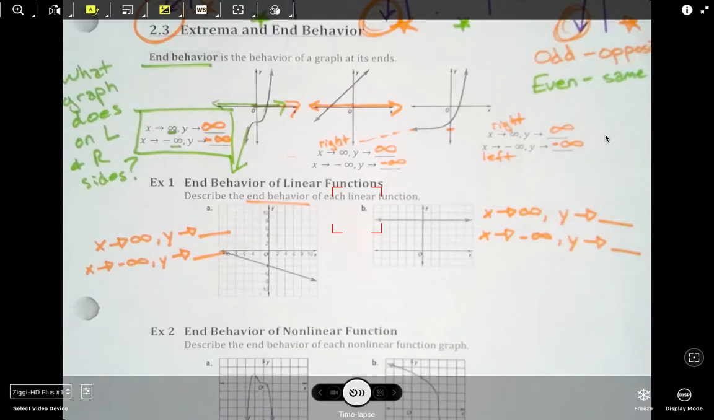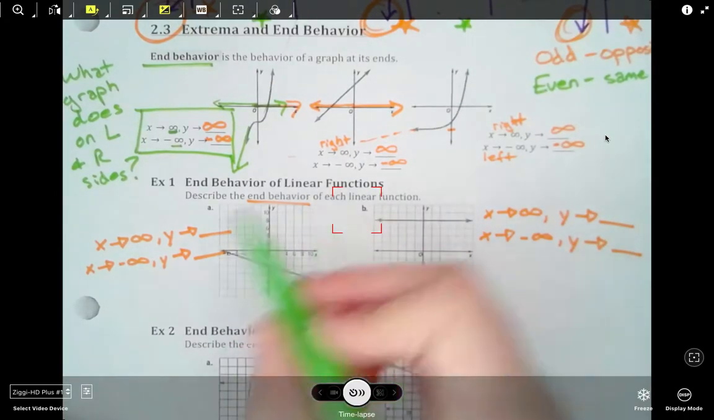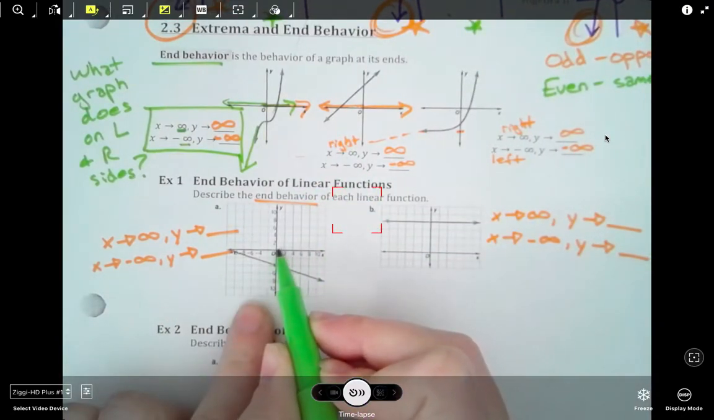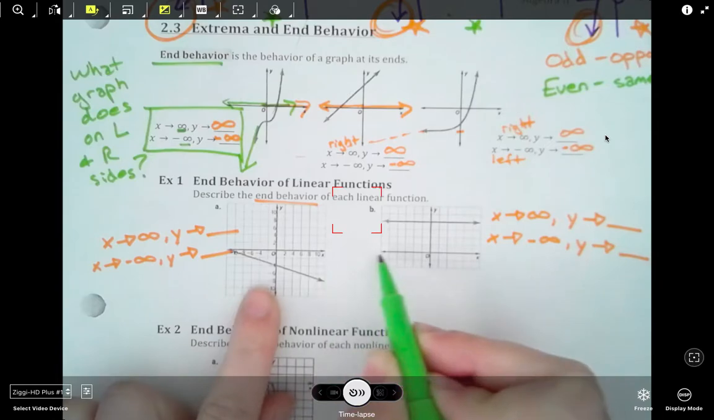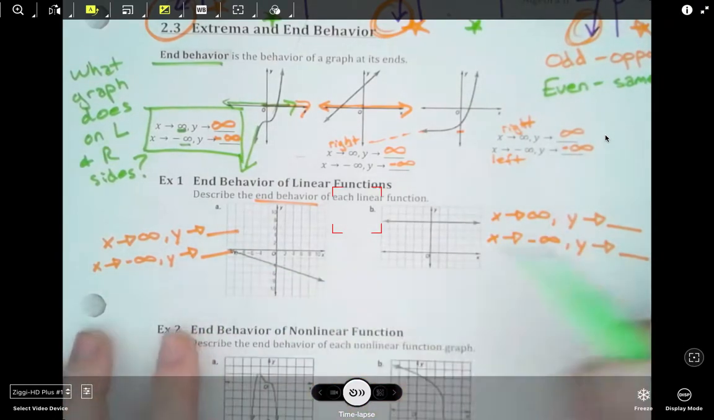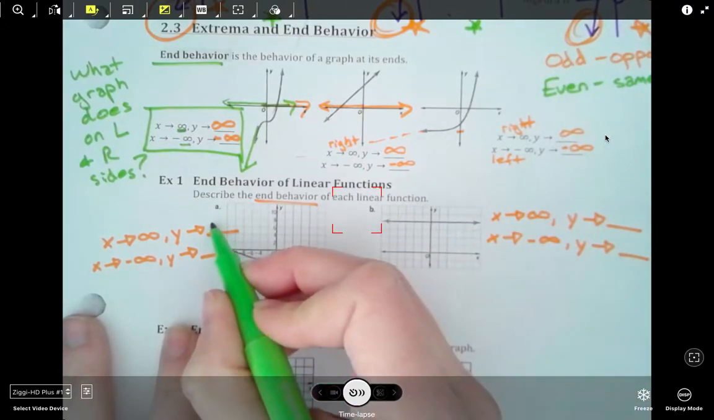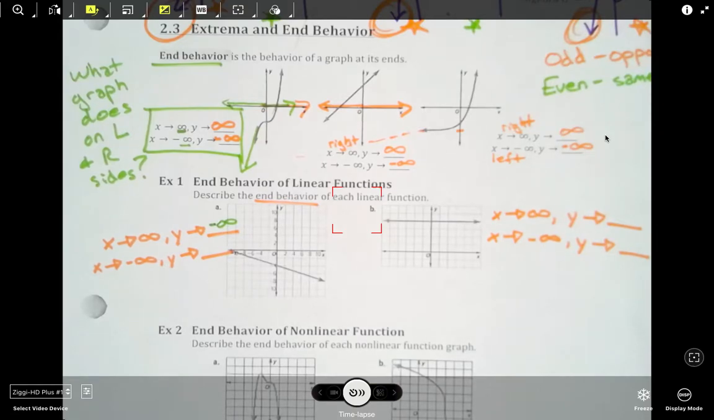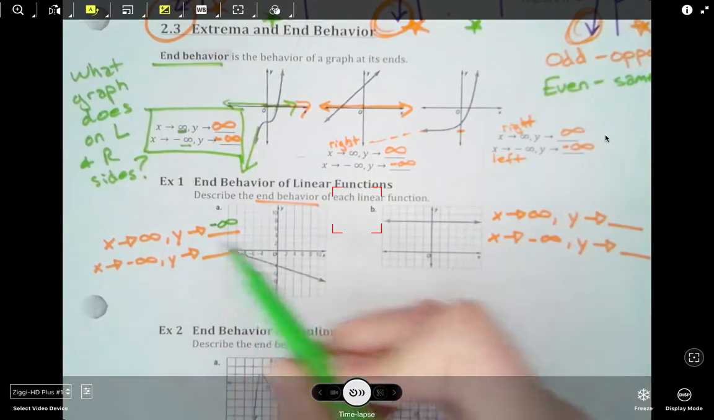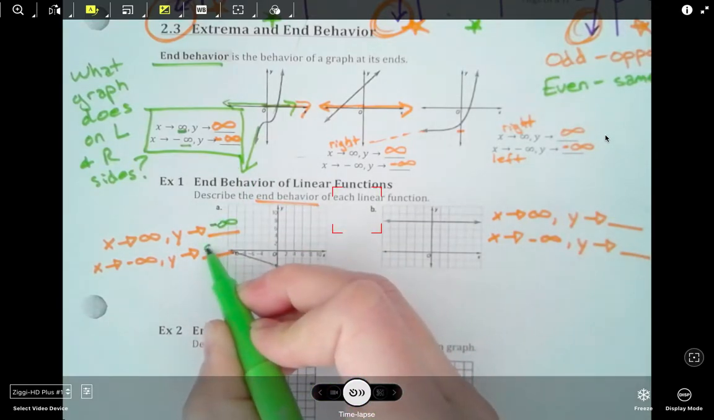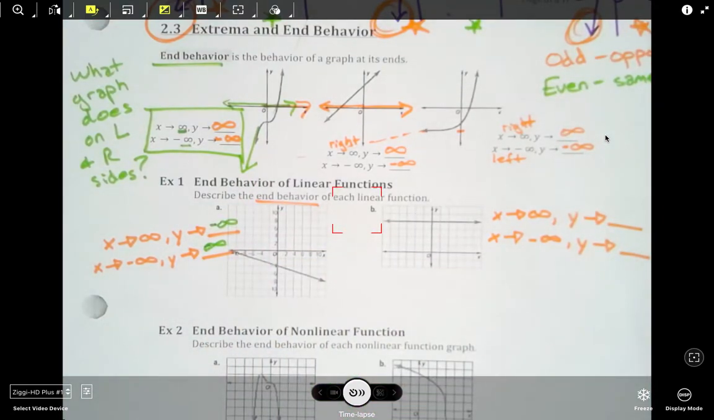Okay? So this is my function. This is a linear function, by the way. So as my x's are approaching infinity, so as my graph is going to the right, it's going down. So what happens to the y coordinates? They're going to negative infinity. They're going down, down, down forever and ever and ever. Okay? And then as we're going to the left, it's going up. So y is going to positive infinity. Okay, you see how this works? Beautiful, beautiful.